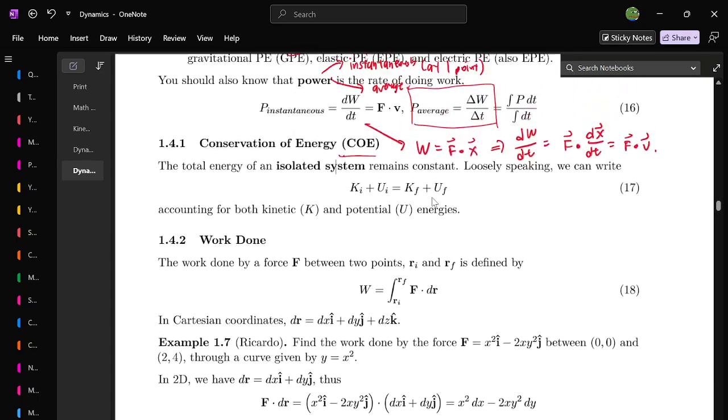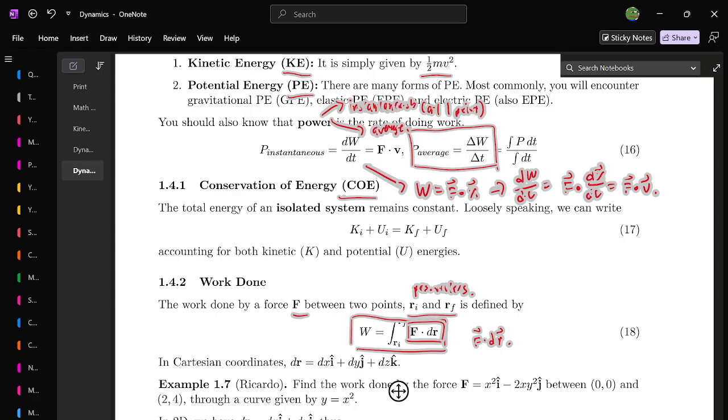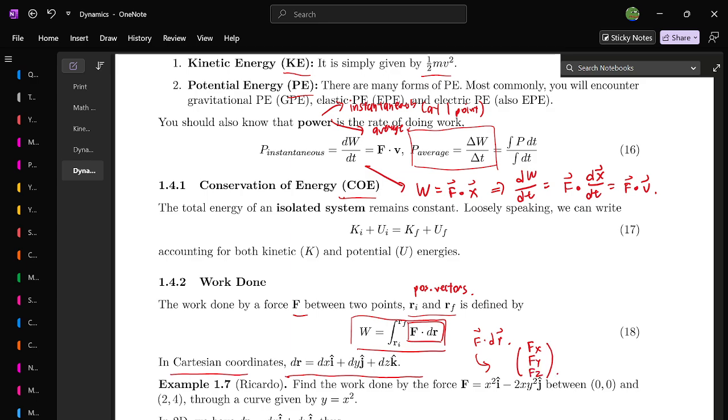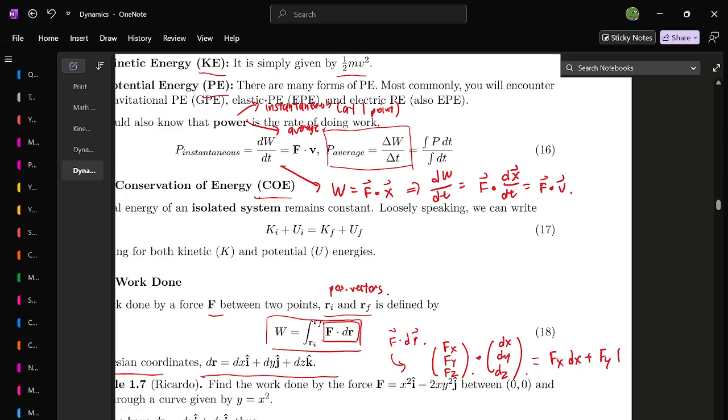Now we have the work done. If you have a given force F and you're doing something between 2 points, which we call Ri and Rf, these are position vectors, then the work done is defined as that. Here you see an F dot dr, right? Your dr is simply defined as this vector in Cartesian coordinates. And because your F is usually in 3D, you have Fx, Fy, and Fz, three components, and then you have a dr with three components. So you'll usually be doing this, and this is just Fx dx plus Fy dy plus Fz dz.